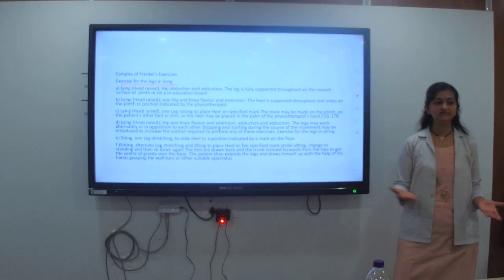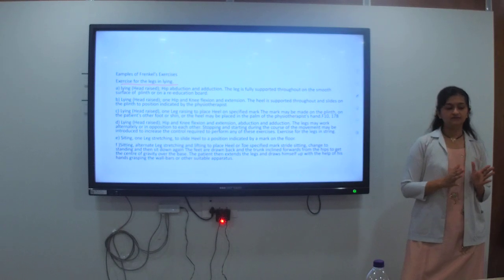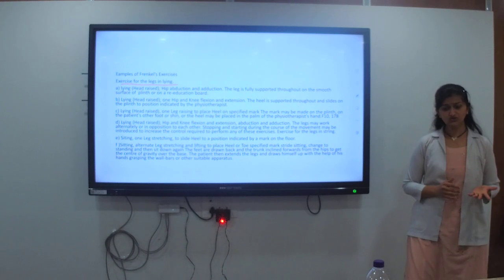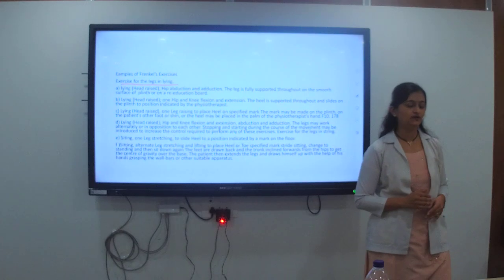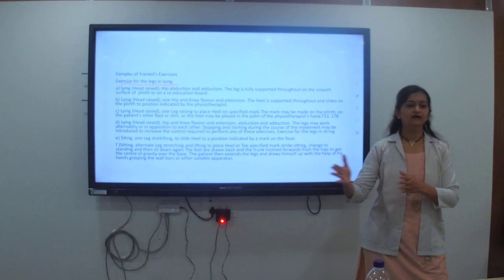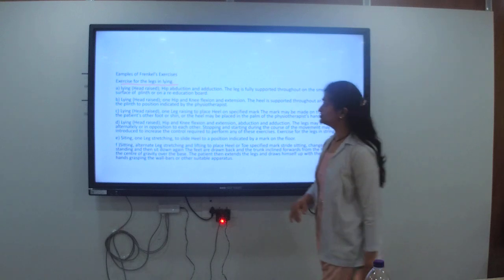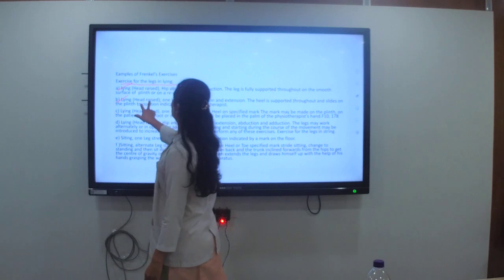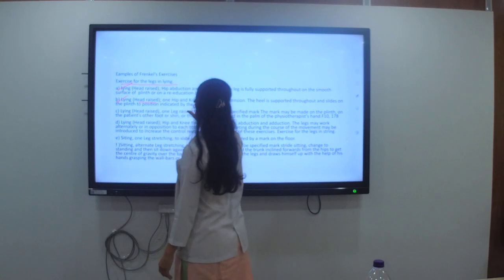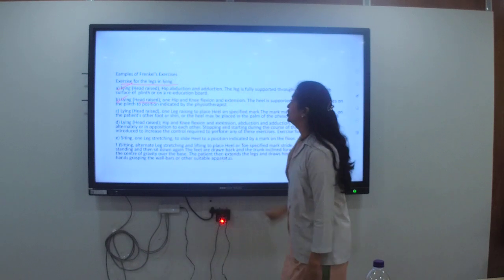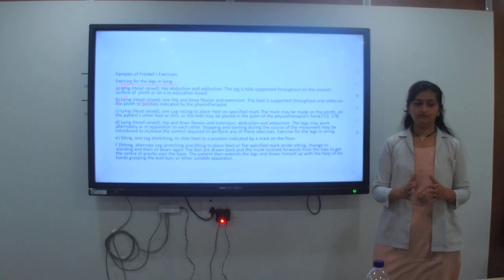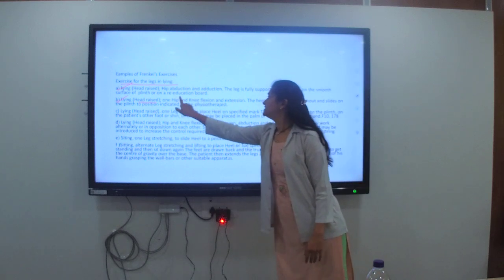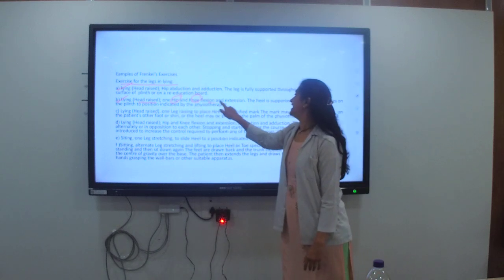The leg is fully supported throughout on the smooth surface of a plinth or on a re-education board. So the whole leg should be supported on the bed, and we ask the patient to do hip abduction and adduction. While doing this, you should give the commands to the patient in their own language, to take the leg out and again bring it inside. So this was the first exercise in line. Now there is a second exercise in line. Same, you follow head rest, with hip and knee flexion and extension. Here we take both the joints, the hip and knee, together in the action. So, hip and knee flexion and extension.